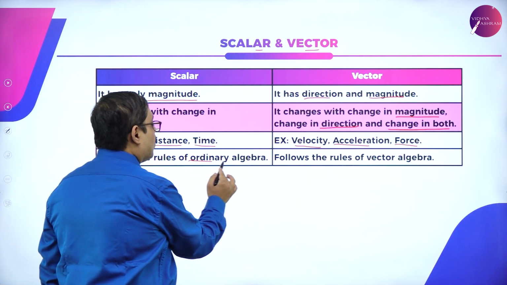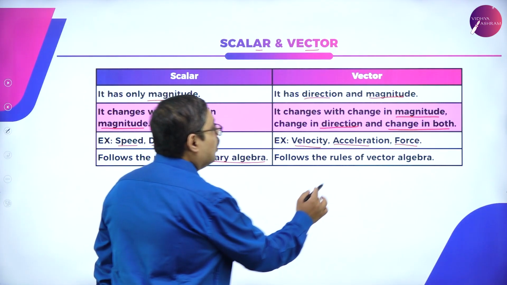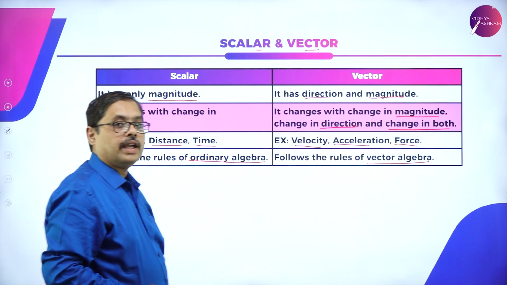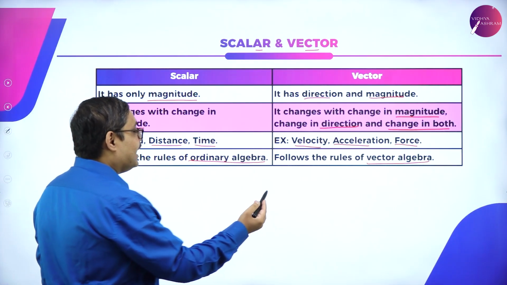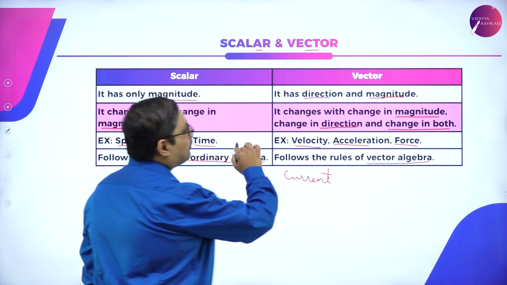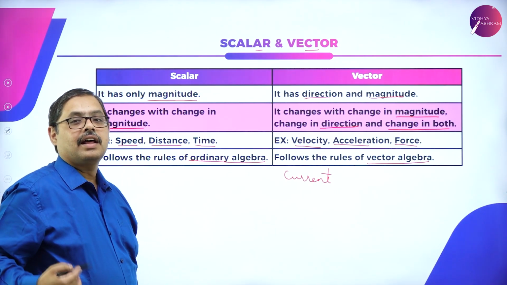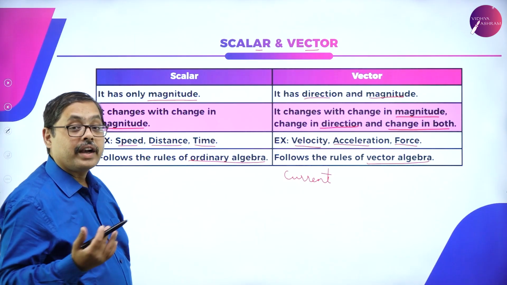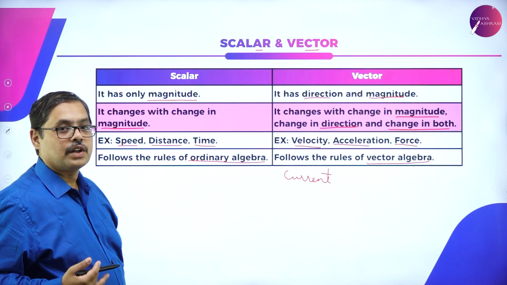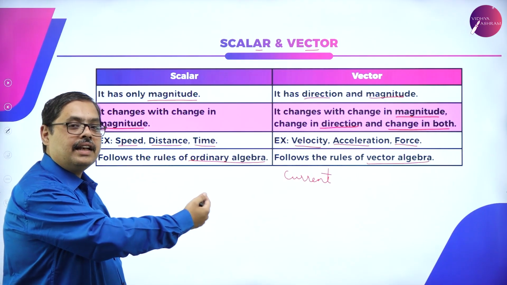Scalars follow normal algebra or ordinary algebra, whereas vectors follow vector algebra. Okay. Now, what is the exception? Electric current, although it has both magnitude and direction, does not follow the triangular law of addition. That is why vector algebra comes into the picture. When we move on to the triangular law of addition of vectors, we will explain that in detail.